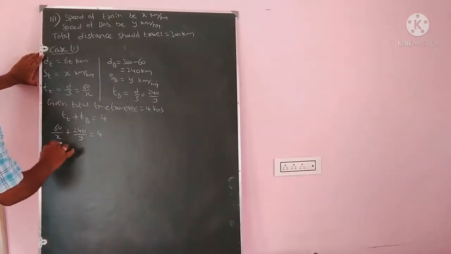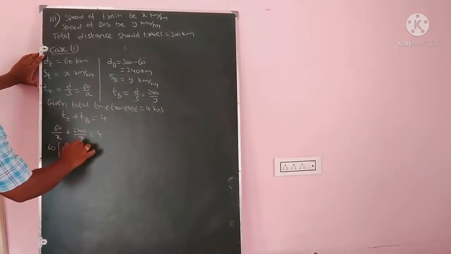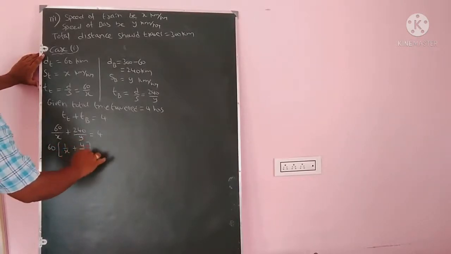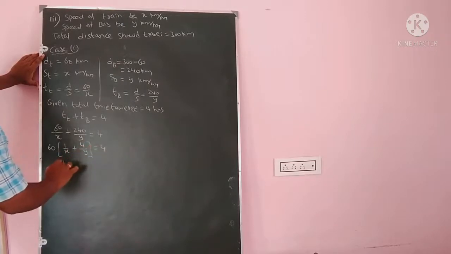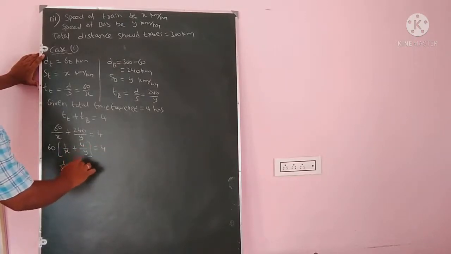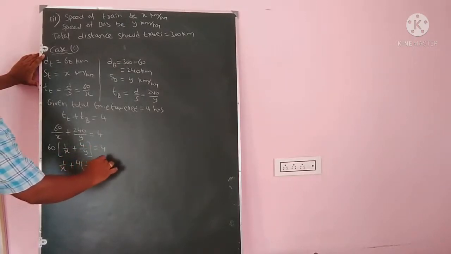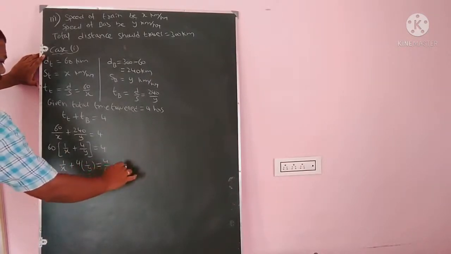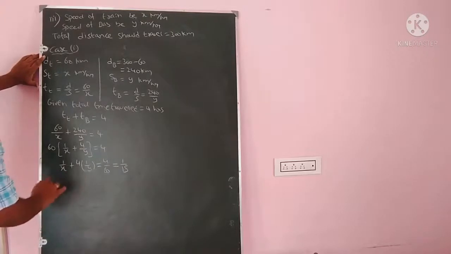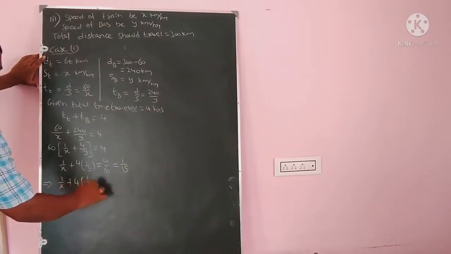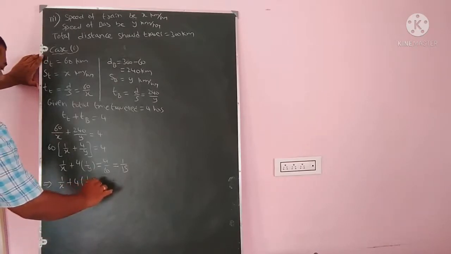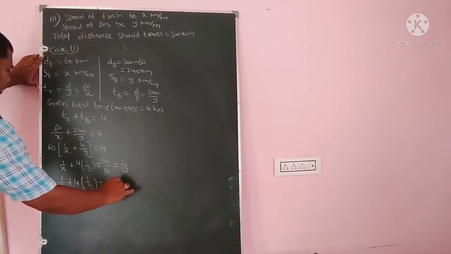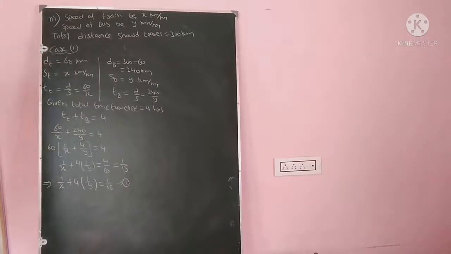So here we can take 60 common: 1 by x plus 4 by y is equal to 4 by 60, which equals 1 by 15. So finally we can write 1 by x plus 4 into 1 by y equals 1 by 15. Let it be equation 1. This is the first case.